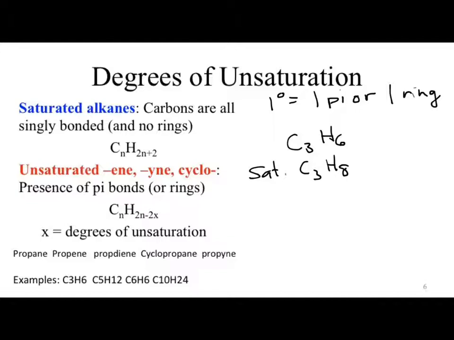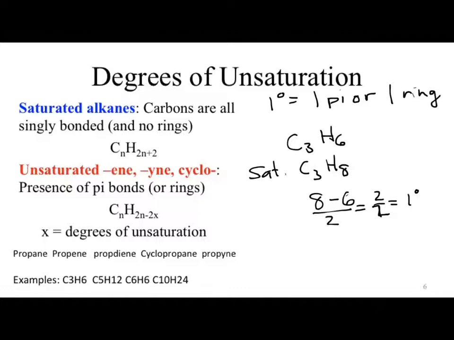To figure out our degrees of unsaturation, it's going to be the number of hydrogens in our saturated structure minus the number of hydrogens in the formula we're evaluating, which gives us the number of hydrogens that we've lost. But to get degrees, we have to realize that 1 degree equals a loss of 2 hydrogens. Divide by 2. Okay? So what do we get in this case? 2 over 2, which equals 1 degree of unsaturation.